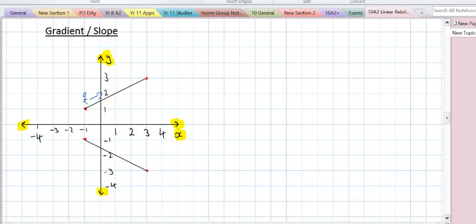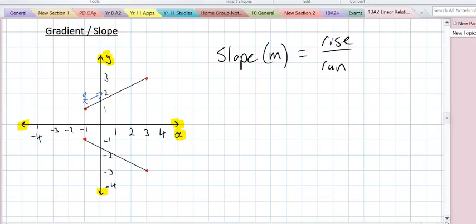Now, our slope equation, slope, which we call m, is the rise over the run. It's essentially how much that little man climbs divided by the amount he goes across.